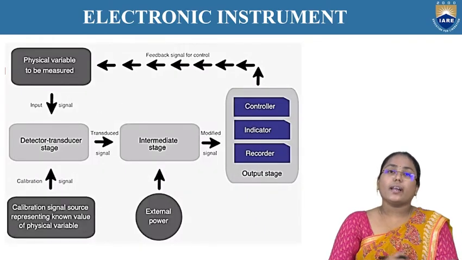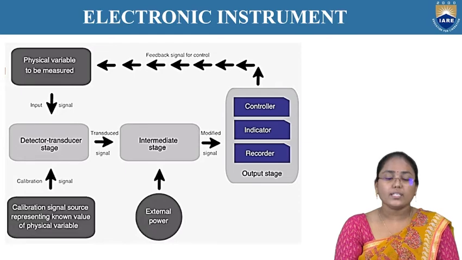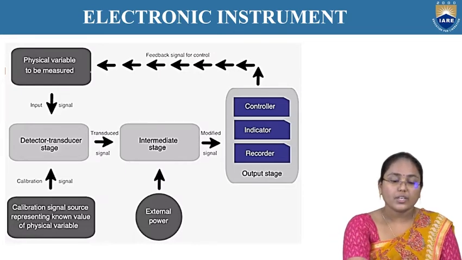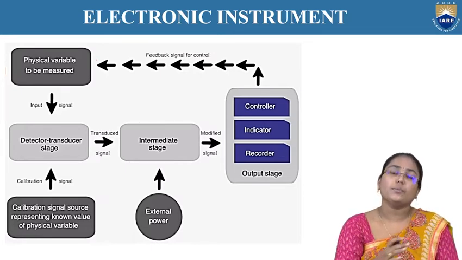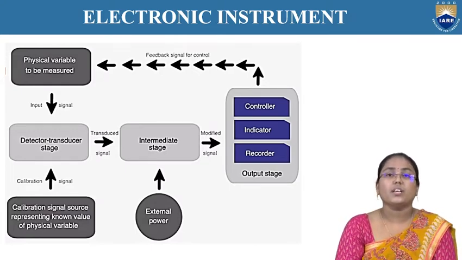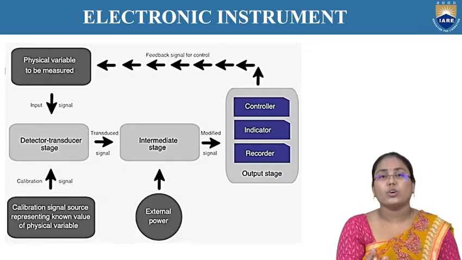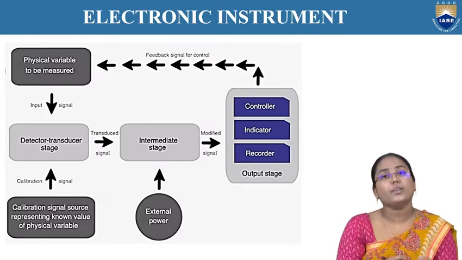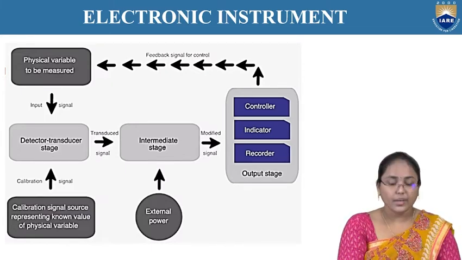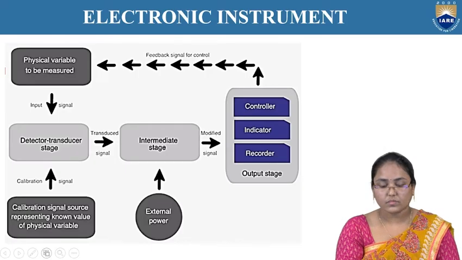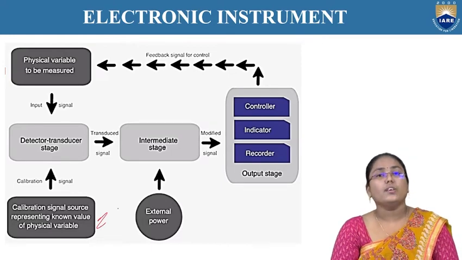Now, if you look at any process in an electronic instrument, initially the physical variable that is to be measured is given to the detector transducer stage. So initially the physical variable to be measured means some quantities, some sensors. For example, I am measuring a pulse, and I can place a sensor on our wrist, and that particular signal will be converted into another form that can be captured by a calibration signal source representing a known value of a physical variable.